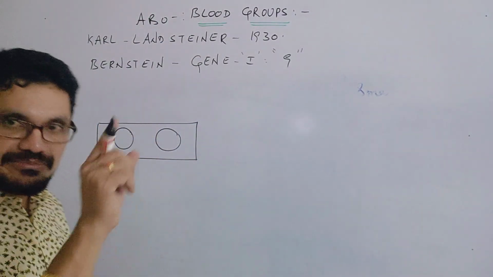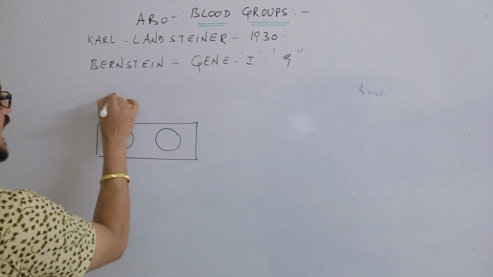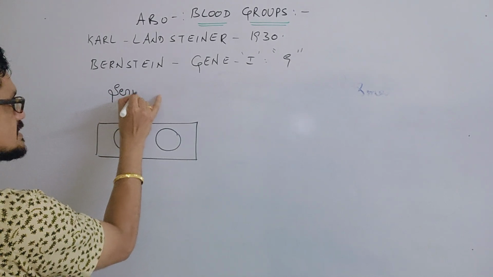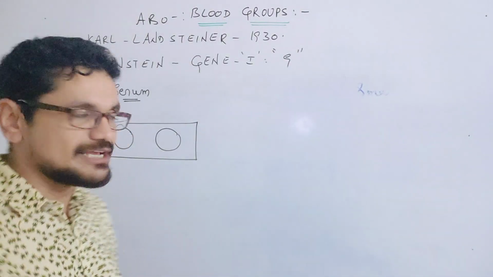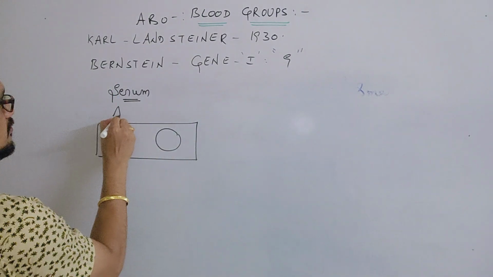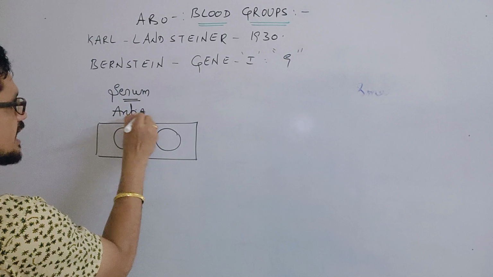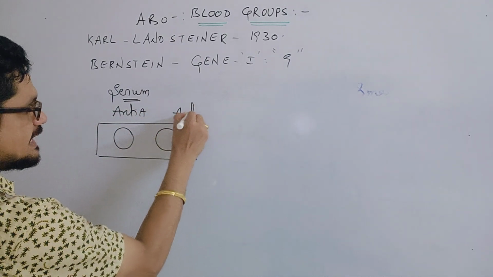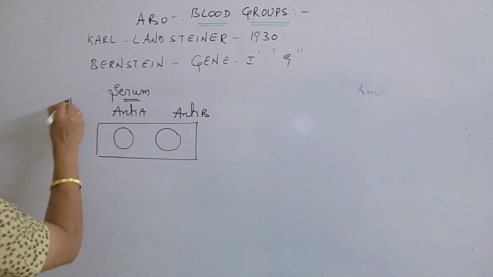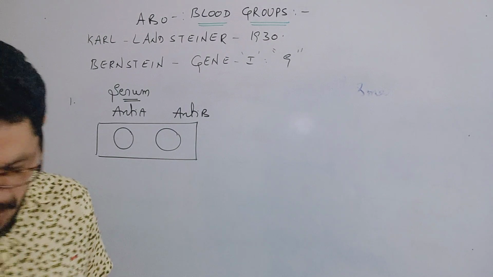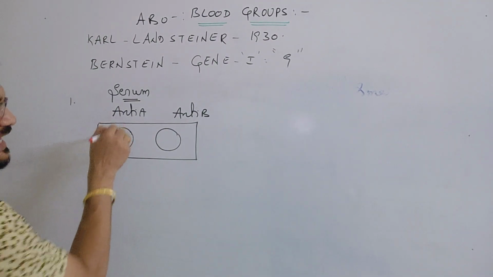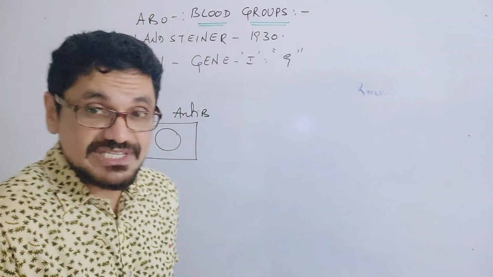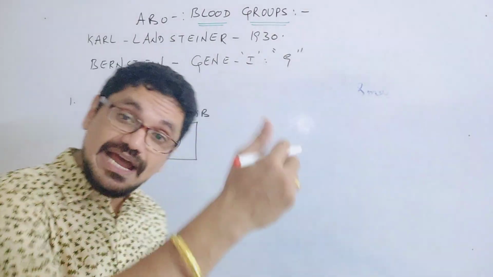Take 2 drops of blood from the same patient and add the serum. Serum is nothing but the liquid which contains antibodies, obviously. So serum containing anti-A is added to 1 drop. Serum containing anti-B is added to another drop. And now what happens? Imagine anti-A. What about the action of this anti-A? Anti-A works against antigen A.